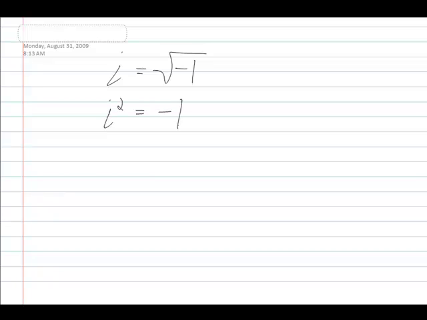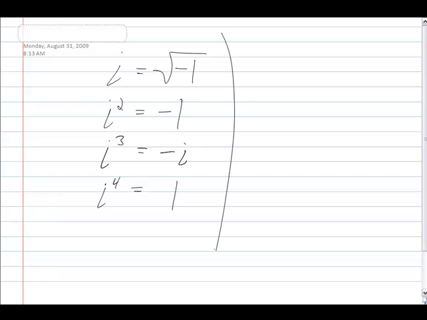a -1. If we wanted to cube i, we would get a -i. And if we wanted to take the fourth power, i to the fourth power, we get just a +1. Now, knowing this, we will be able to find the square root of negative numbers. These four are the only i's that you need to know.